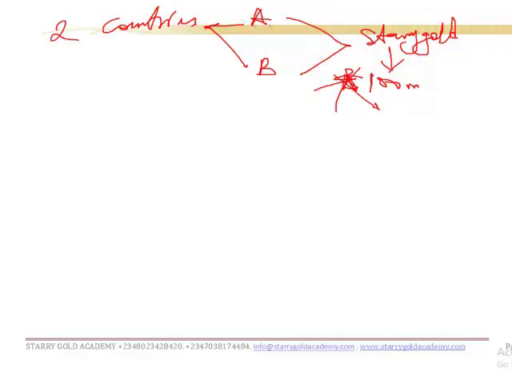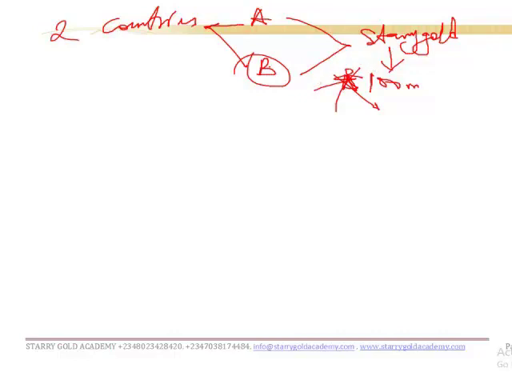Now, this country, England, they are interested because Starry Gold has generated some income from their citizens. And here Nigeria, country B, where Starry Gold has its head office, is also interested in taxing Starry Gold on income generated here in Nigeria.